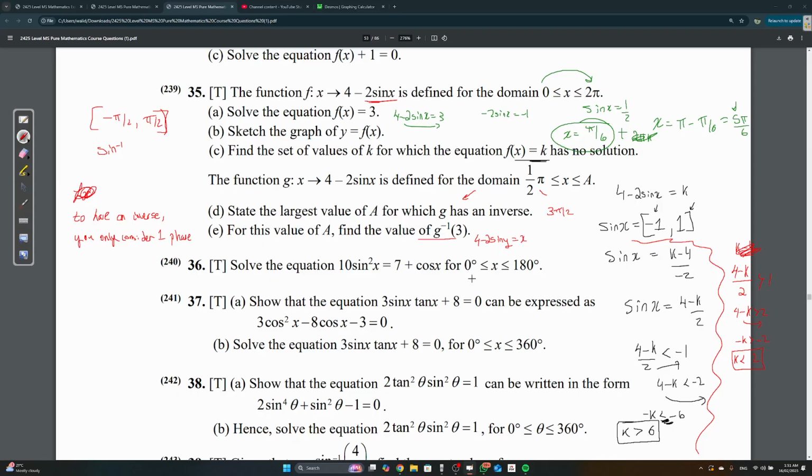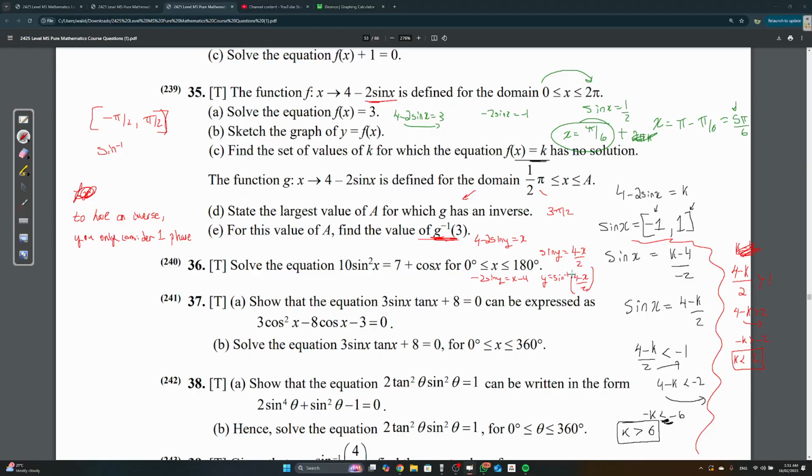Let's solve this. 4 to the other side. Minus 2 sine y is equal to x minus 4. Divide by minus 2. You're going to get sine y is equal to 4 minus x over 2. When you divide by minus, you flip these. Take sine inverse to the other side. This is what G inverse looks like.